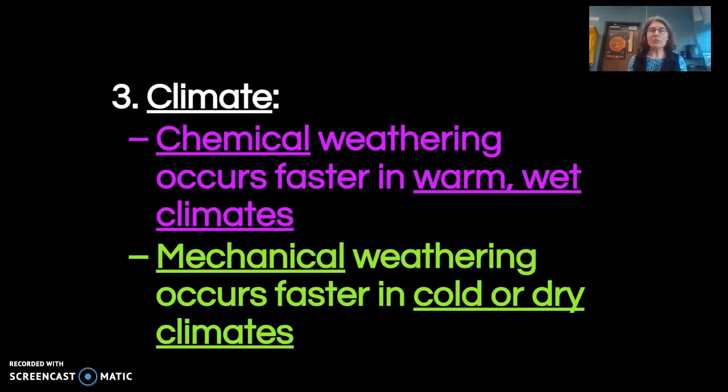Faster in cold climates because you're going to get more of that frost heaving and ice wedging. And dry climates because in dry climates you're going to have much greater wind speeds and much more consistent winds and impacts from winds. So in general, chemical weathering happens faster in warm, wet climates. Warmth will cause chemical reactions to go faster. The water allows things to dissolve more readily so that those reactions can happen. And mechanical weathering happens faster in cold and dry climates.